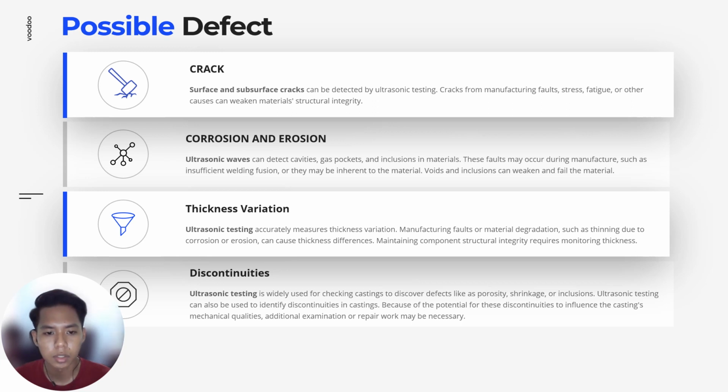And the last one, discontinuities. Ultrasonic testing is widely used for checking castings to discover defects such as porosity, shrinkage, or inclusion. Ultrasonic also can be used to identify discontinuities in casting. Because of the potential for these discontinuities to influence the casting mechanical qualities, additional examination or repair work may be necessary.